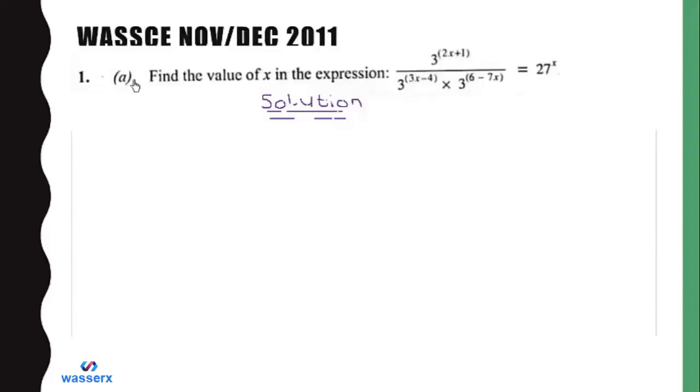Let's master this topic by solving more worked examples. So let's look at this one. Find the value of x in the expression. So this expression, the highest common factor of 3 and 27 is 3.